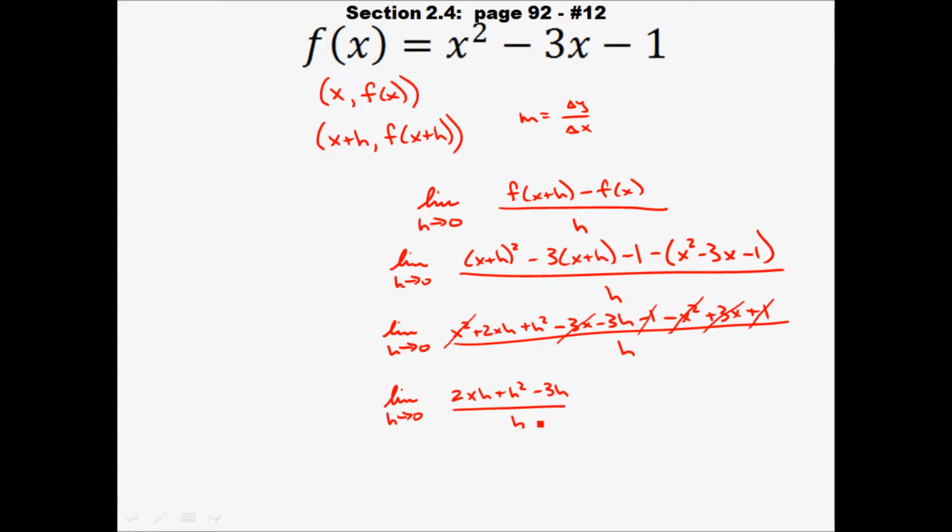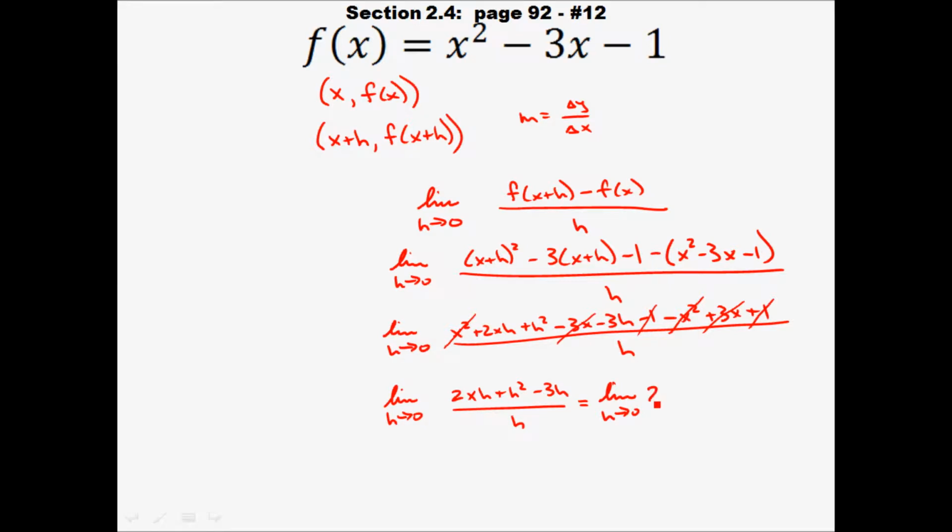All right, can we evaluate it by substitution now? Nope, I'll still get 0 over 0. So I'm going to look for something else to do. I'm noticing something nice here, and this will usually happen. Every term on top has an h, so I'm going to divide every term by h. So I'm going to have 2x plus h minus 3. Oops, I forgot my limit statement still, because I haven't evaluated the limit yet.